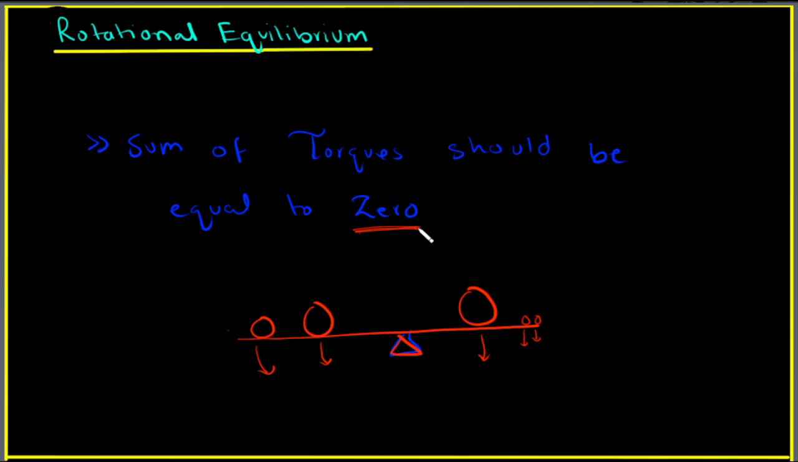If the sum of the torques is equal to zero, then this whole system can be called to be in rotational equilibrium. So this is pretty similar to the concept of the principle of moments for a balanced system that we learned in the previous video.